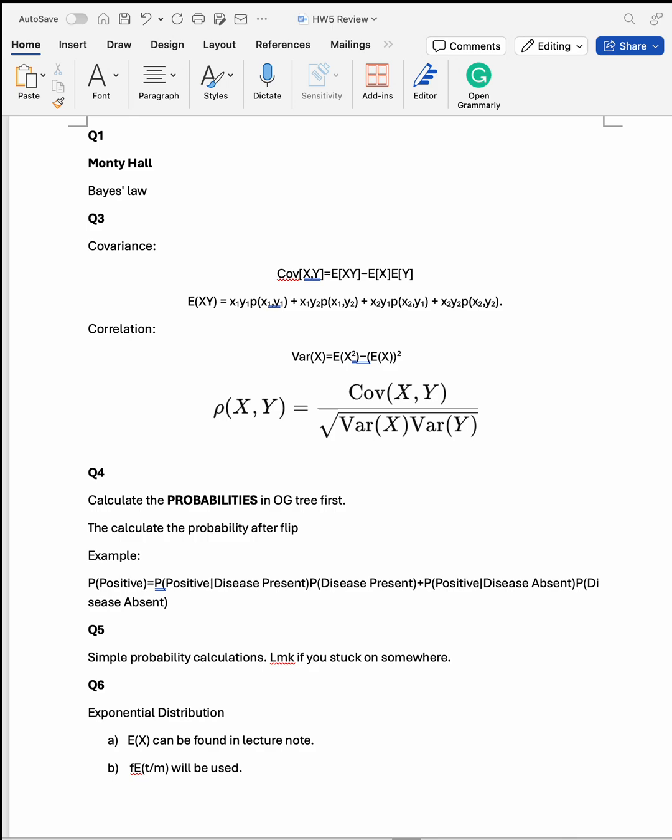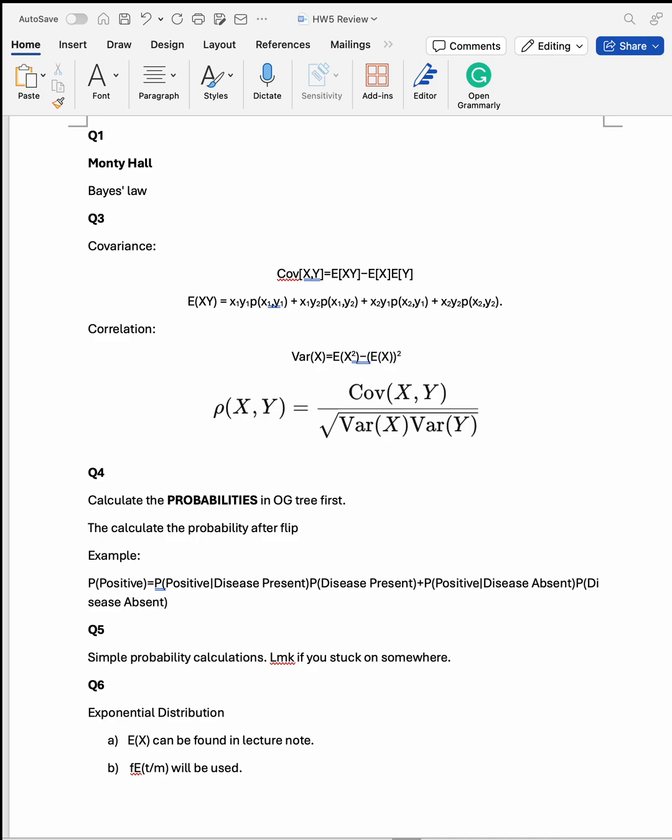The second question is pretty easy. It's really simple probability calculations. I think I'm just going to skip that one, and let's go to number 3.